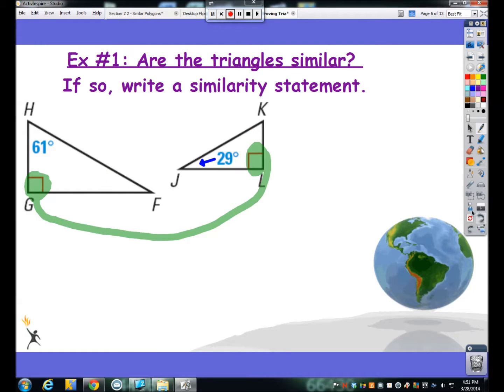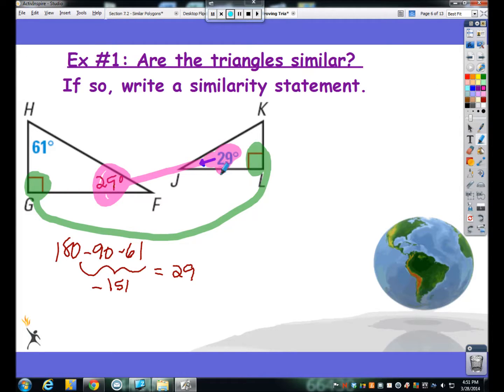So let's quickly figure out what those may be. 180 minus 90 minus 61, I'm really subtracting away what, 151 degrees? Which leaves me with 29 degrees, which is F. I got matching 29s here, which means I have angle-angle.